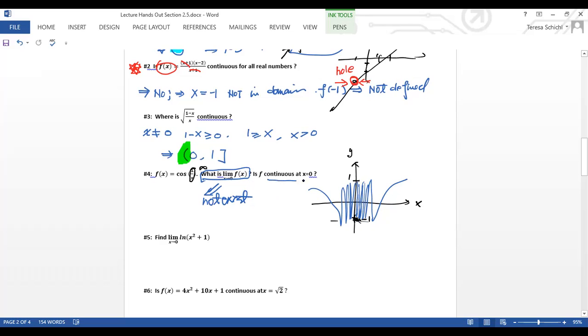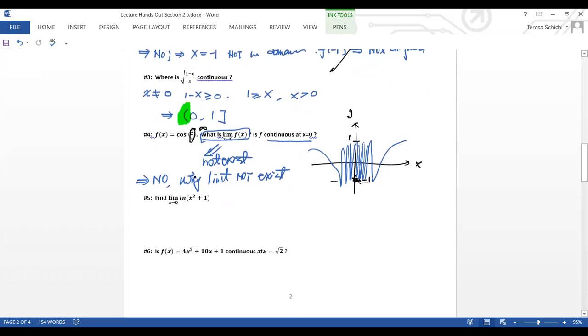So is f of x continuous, even though this is a trig function? What is the answer? We say no, it's not continuous. Why? Because the limit does not exist. Remember, when we first defined continuity, the limit has to exist, and the limit has to equal the function value. When you substitute x equals 0 into f, you don't know what this value is. So the limit does not exist.